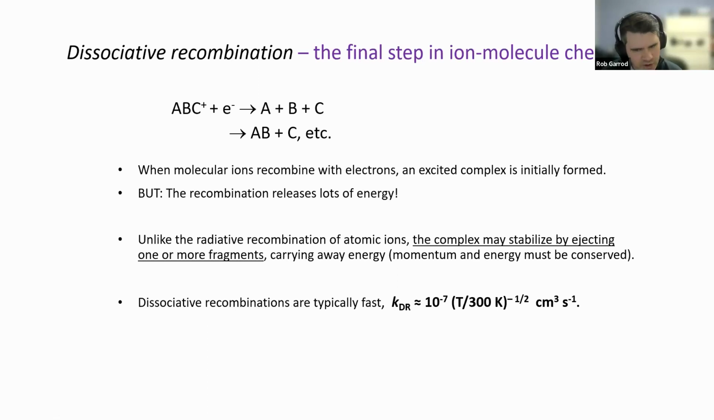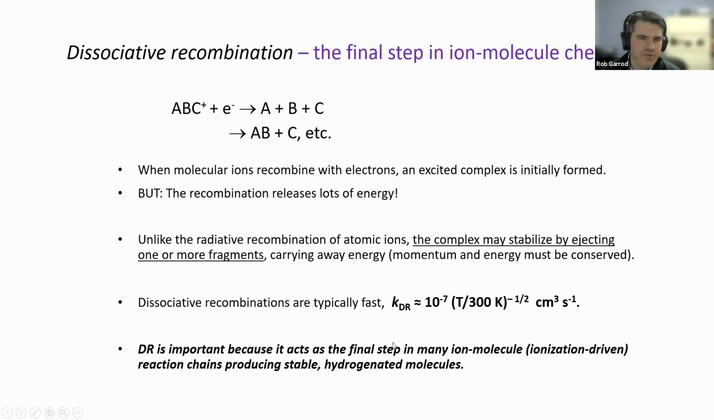So the rates for this process are a lot faster than ion molecule reactions, of course, because you've got two charges involved rather than one charge and one neutral. So they're fast. But think of dissociative recombination as being the final step in the ion molecule chemistry, this ionization-driven chemistry. So we start very often in dense regions with cosmic ray ionization as the first step, and you ionize things. Then you have ion molecule reactions. Then ultimately, dissociative recombination allows you to return to neutrals that may be stable.